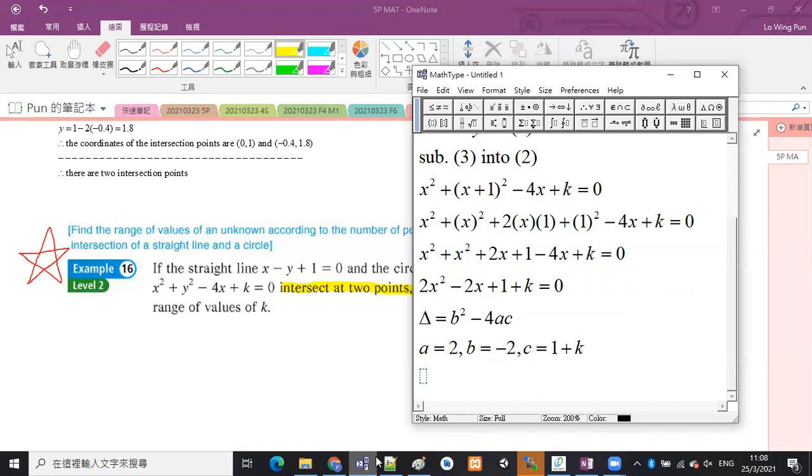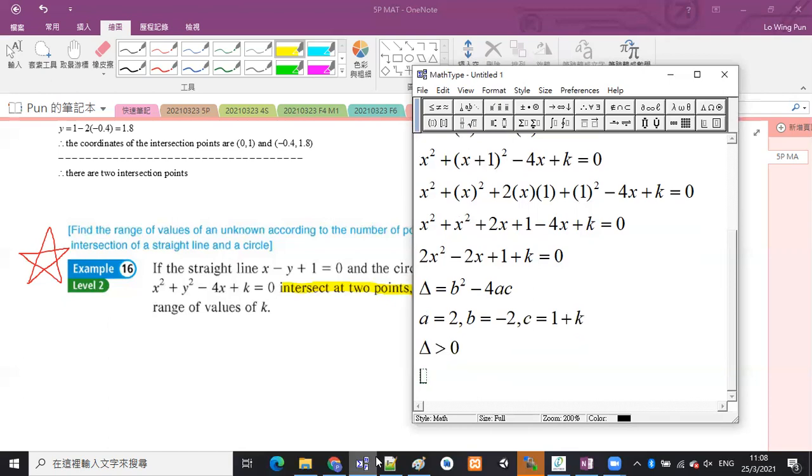Do you understand this concept? Okay. So in this case, the delta should be larger than 0 because there are two intersection points, and delta is calculated by B squared minus 4 times A times C. And this expression should be larger than 0. Then we have successfully set up an inequality involving the unknown K.